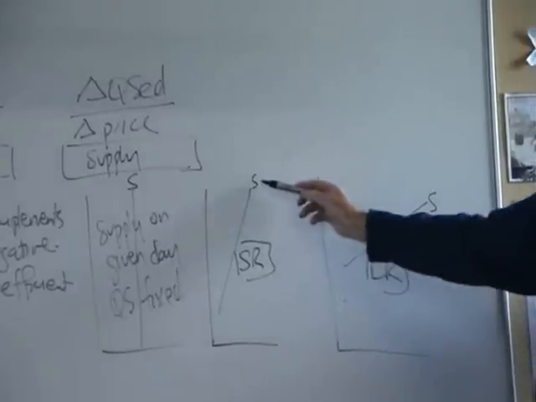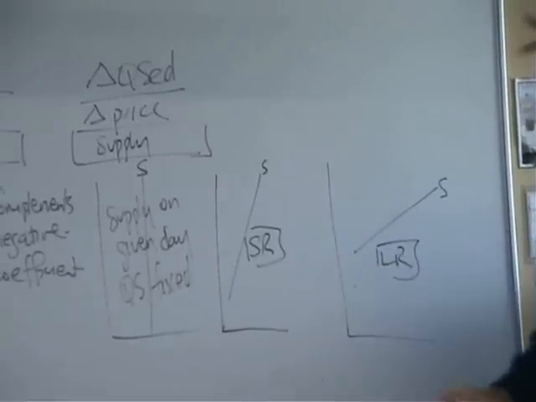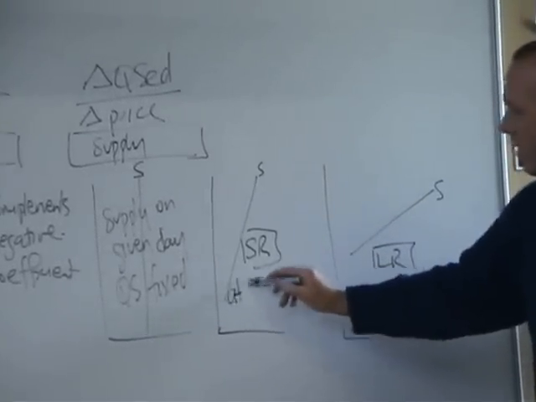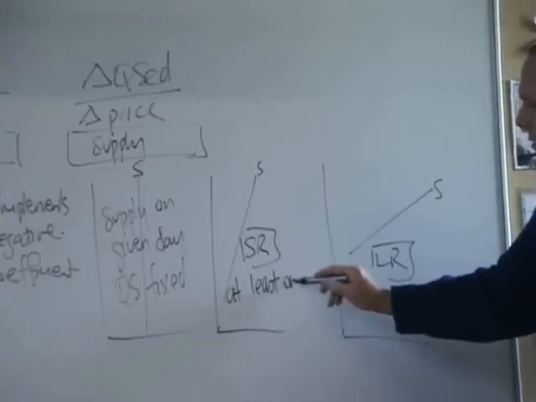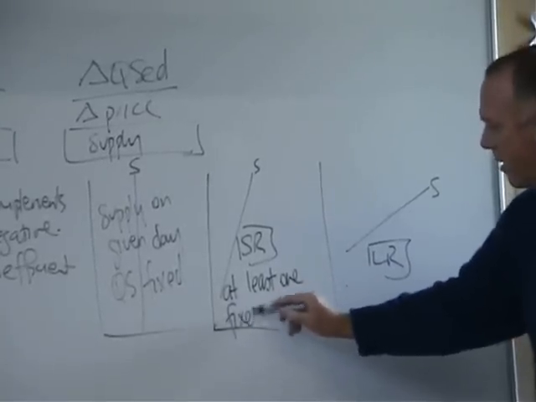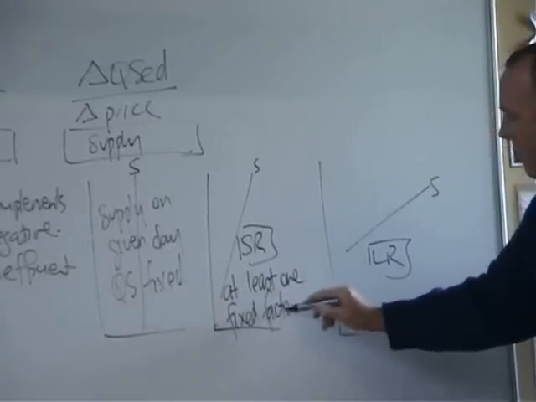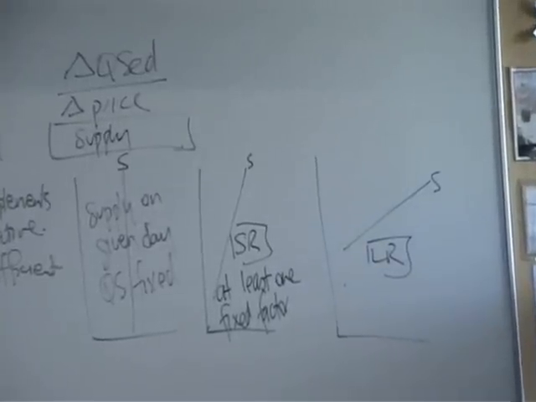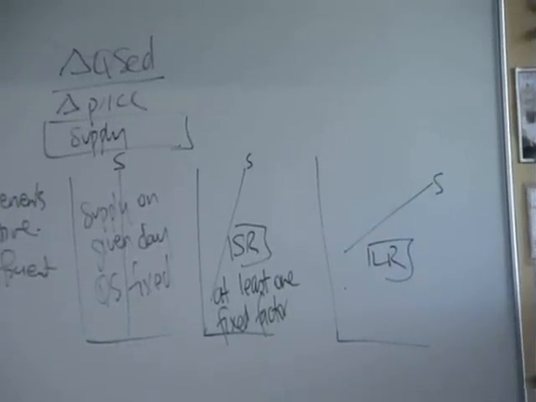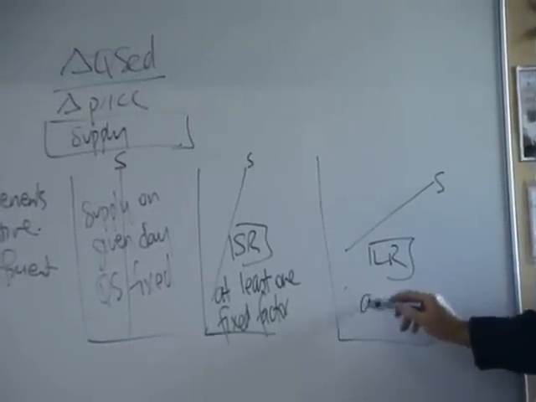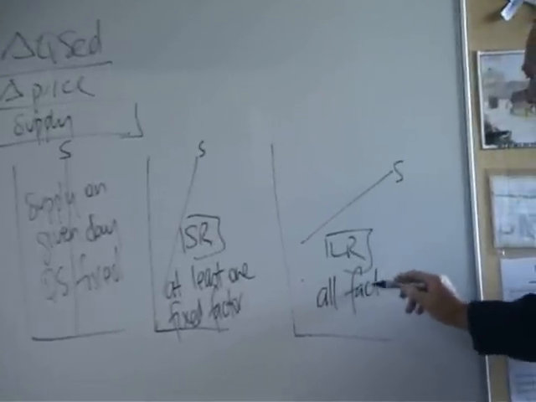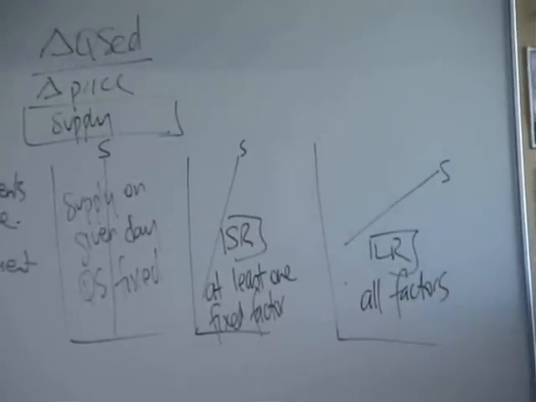The one after that is supply in the short run, and in the short run you have at least 1 fixed factor, and it is slightly more responsive, but not as responsive as in the long run, where you can change all factors and are able to alter the supply.